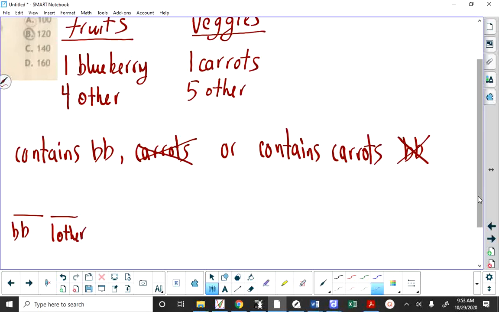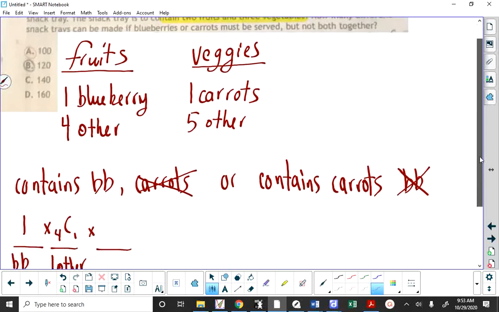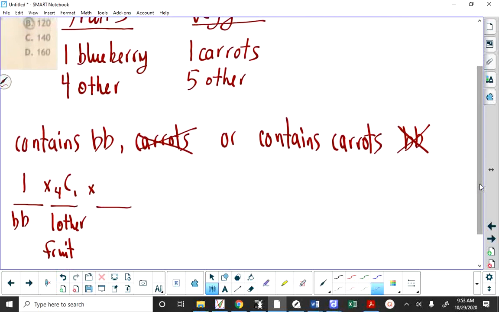Well, let's fill in these numbers. There's 1 blueberry times, well, I'm going to put 4 choose 1. We could just put the number 4, but I'm going to use choose or combination notation. Now, we also need on that tray, so this was 1 other fruit, we also need on that tray 3 vegetables. So I'm going to go back up and look at the highlighted part. It says I need 3 vegetables. But here comes the tricky part. I need 3 vegetables that do not include carrots.